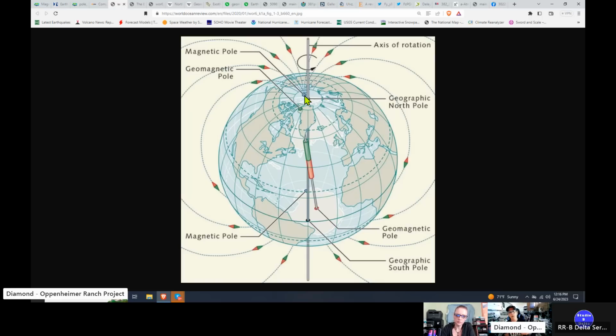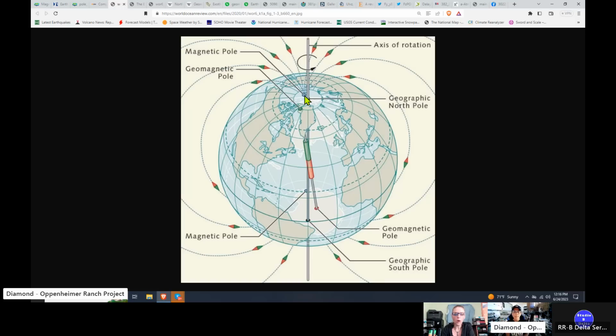Even more bizarre, the magnetic North Pole and the magnetic South Pole don't have to be dipolar. They're currently not on opposite sides of Earth. They're off by many degrees. In fact, they're traveling towards each other.